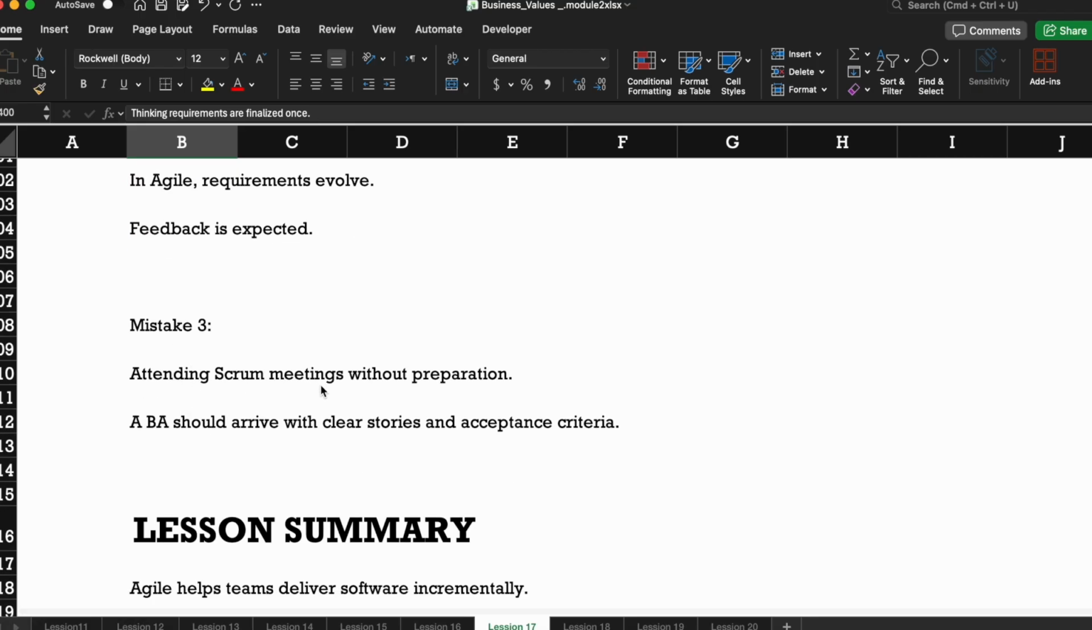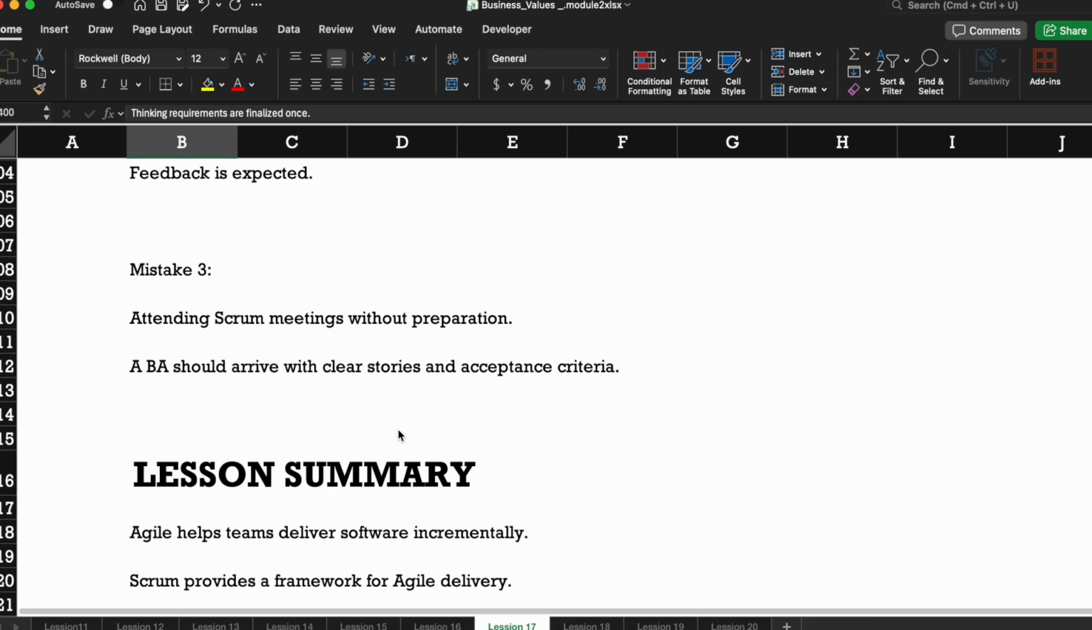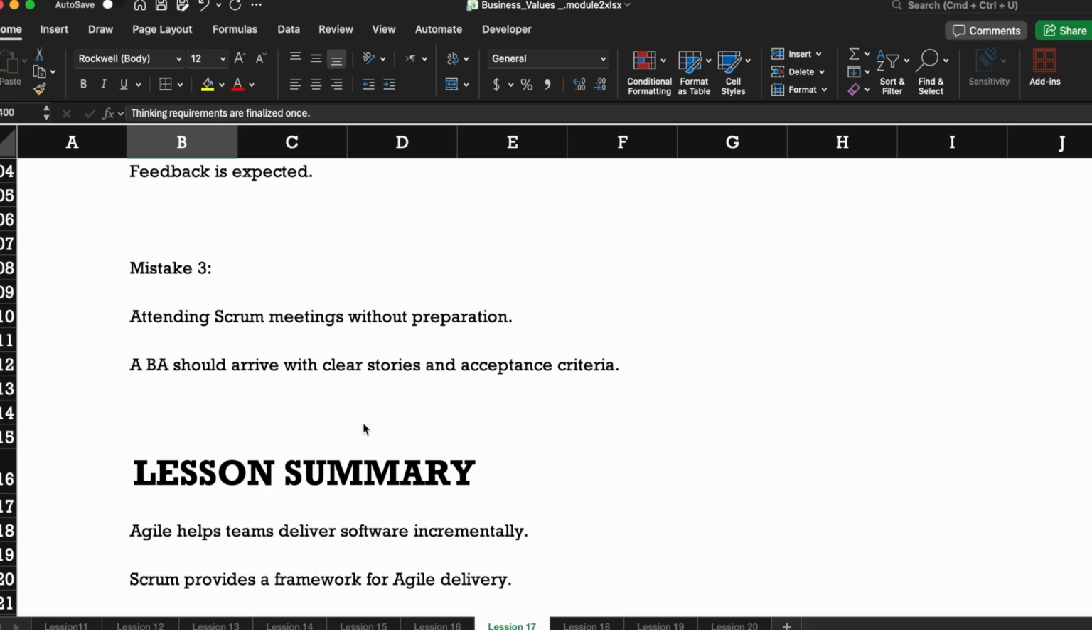Mistake 3: attending a scrum meeting without preparation. A BA should arrive with clear stories and acceptance criteria to attend the sprint review and the other sprint ceremonies.